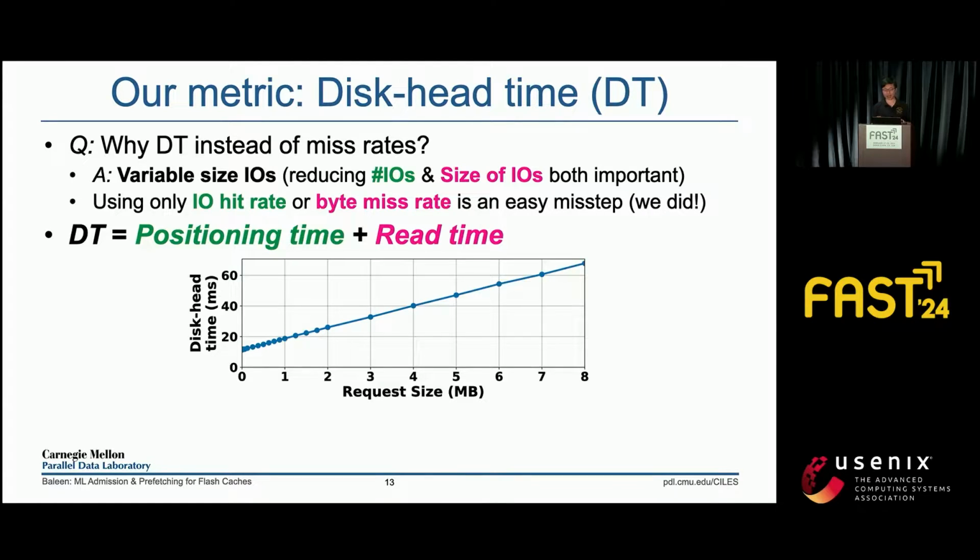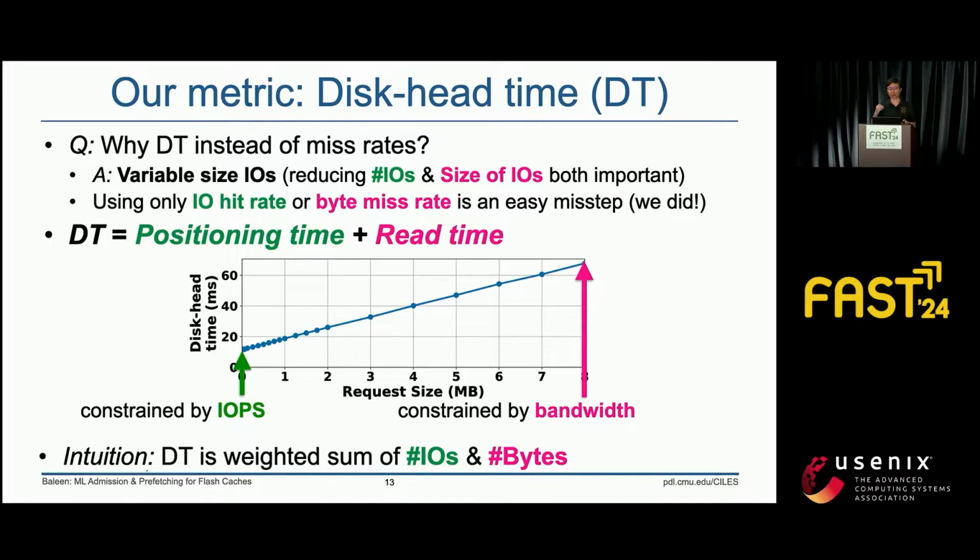And so this disk can only do one thing at one time, and that's why disk time is a limited resource. A hard disk performing I/O needs a constant positioning time before it can read data off the disk. So when I/Os are all small, you're limited by IOPS, or I/Os per second. And when I/Os are all large, the disk spends more time reading data and you're limited by bandwidth. So disk time is a weighted sum of the number of I/Os that you need and the number of bytes that you need to fetch.